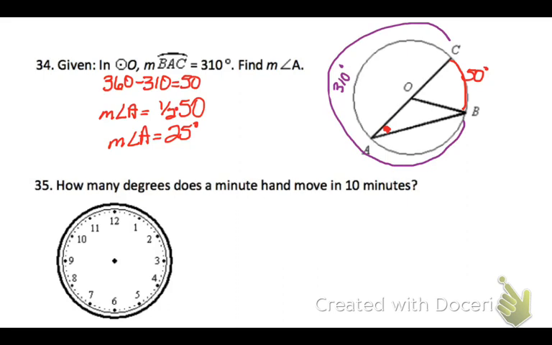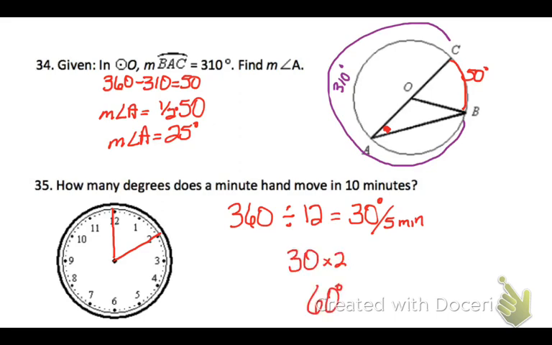How many degrees does a minute hand move in 10 minutes? Well, let's sketch that on our clock there. I'm looking for the degrees of that angle right there. How many degrees does it move from 12 to 2? What I'm going to do is divide 360 by 12, and I get that every 5 minutes is 30 degrees. So if I'm going 10 minutes, that's going to be 60 degrees.